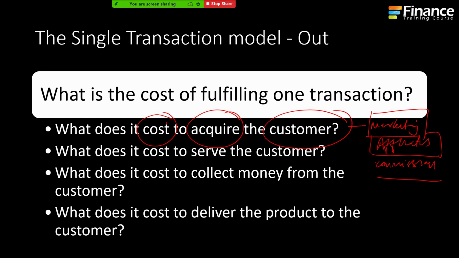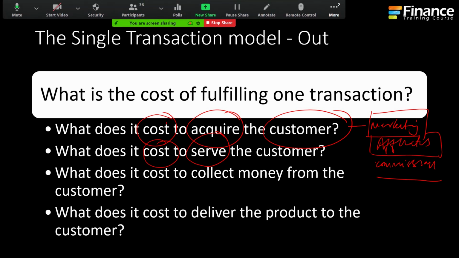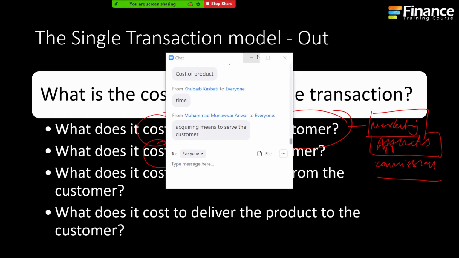Now I think the second part is, what does it cost to serve the customer? So, we've agreed that it costs us a certain amount to acquire a customer, but what does it cost to serve the customer? For example, if you're running a restaurant and you run an ad campaign on Facebook or Instagram, and people are walking in the door and placing an order, what does it cost to serve them? So time is one element.